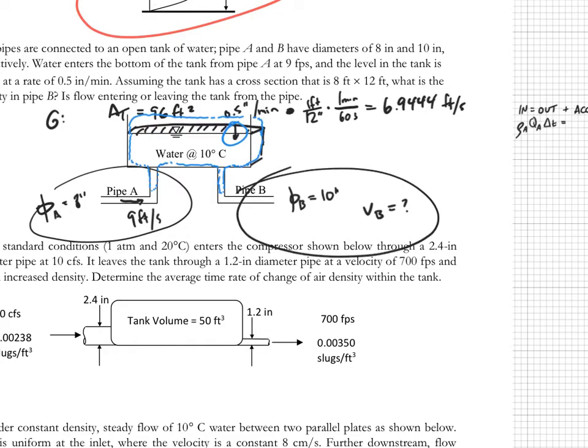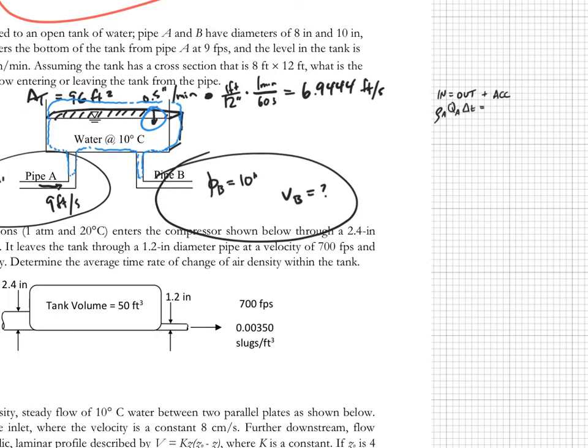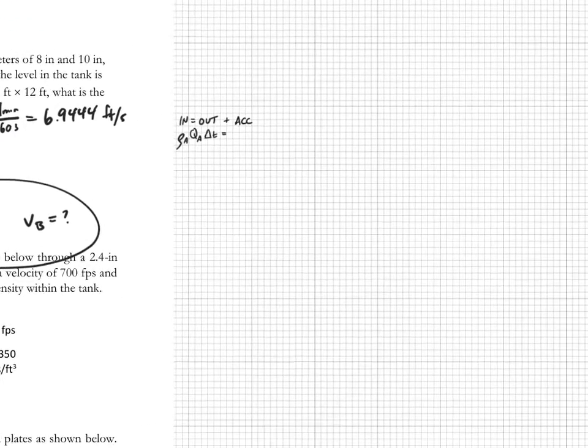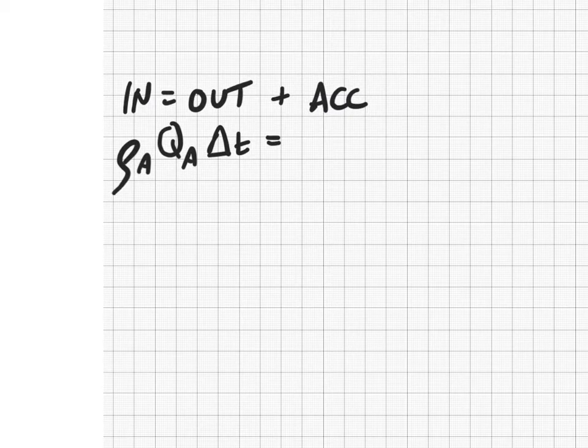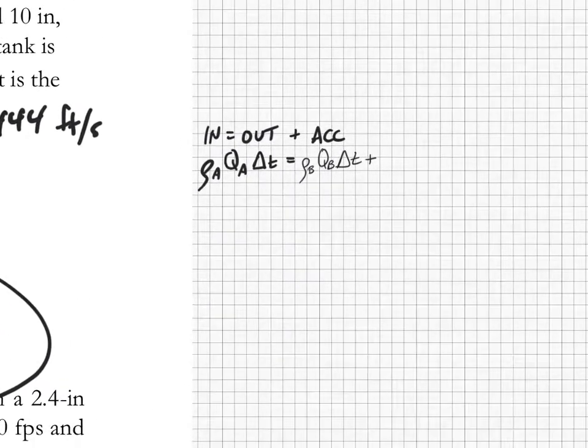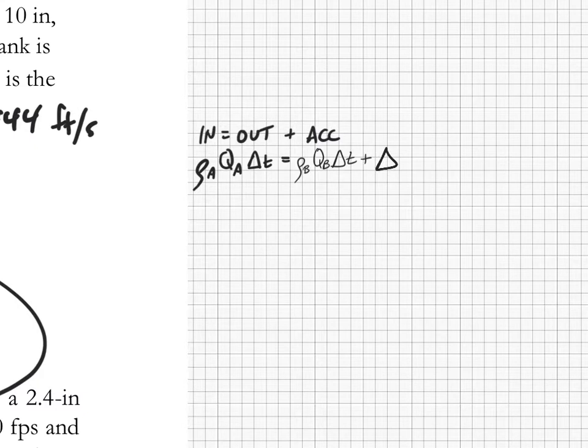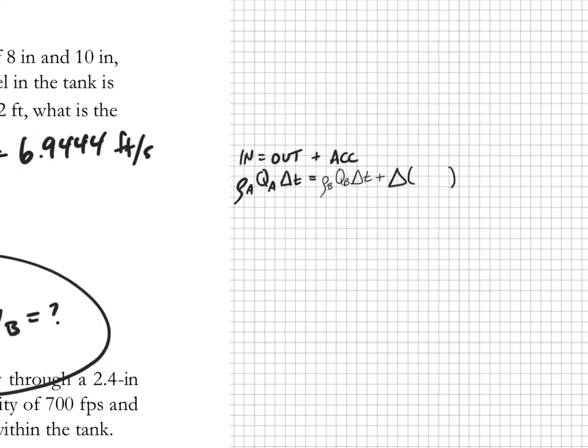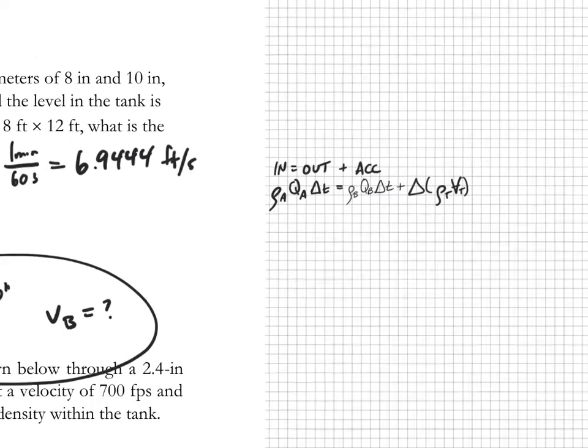So let's go over here, and we've got rho B, Q B, and it's flowing out over a certain time, delta T. And then the accumulation. Well, the accumulation is basically going to be the change in the mass within the tank. The mass is rho tank times the volume of the tank.